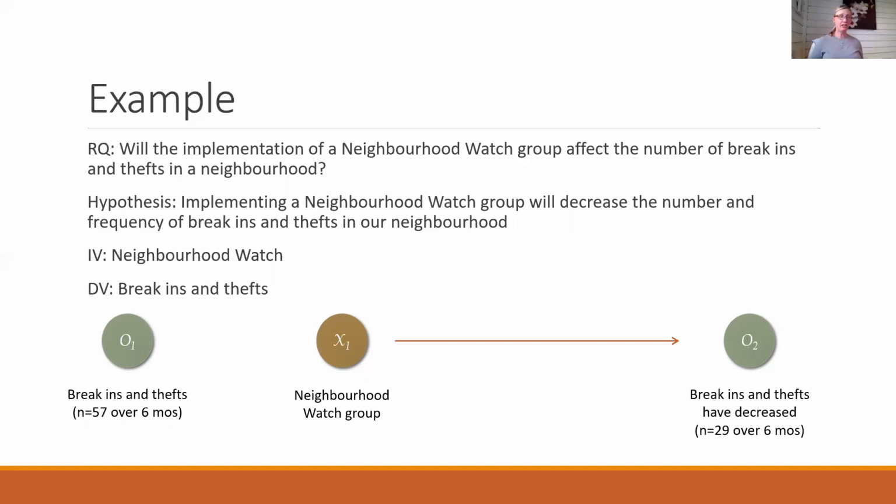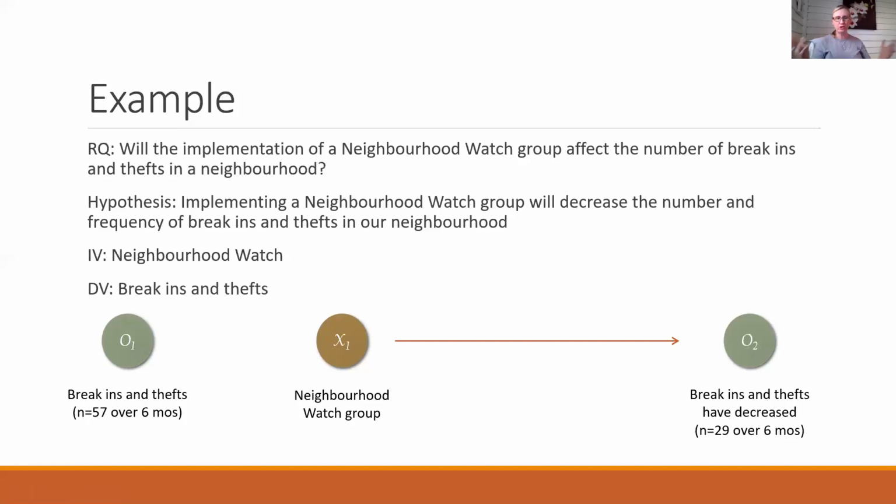So diagrammatically, it would look like this. At time 1, I'm seeing 57 break-ins over a 6-month period. Then I implement my neighborhood watch group, and we continue that over a period of 6 months. And I look at my dependent variable again, and I'm seeing the number 29. Now 29 compared to 57, that looks like a pretty big change.